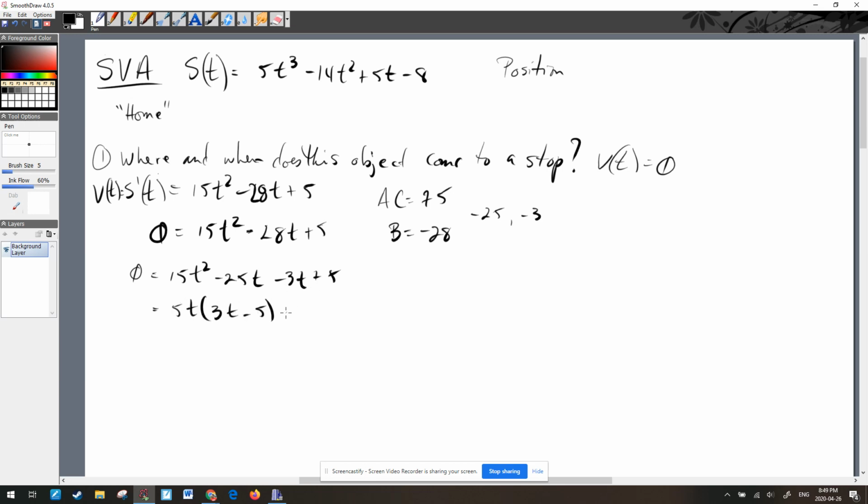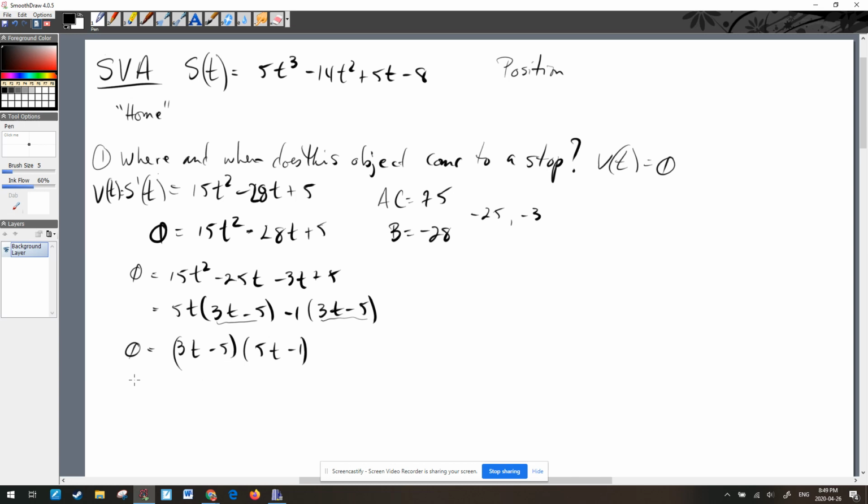The greatest common factor in the second part is negative 1, which leaves me with 3t minus 5. As always, if what's inside the brackets matches, I know I'm on the right track. Factor those brackets out: 3t minus 5 and 5t minus 1. There we go, it is factored. So I can find out when they stop by setting those equal to 0 and solving.